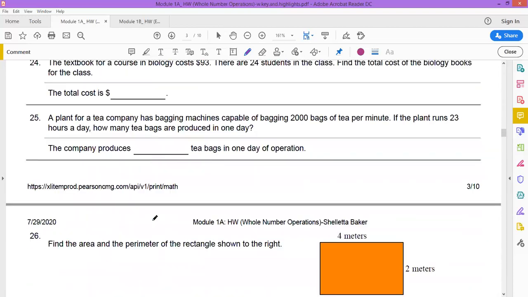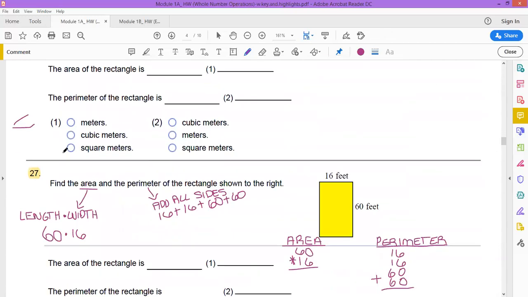All right, let's look at number 27. For 27, you're asked to find the area and the perimeter of this rectangle. Now, the definition of area is multiplying length times width. So area equals length times width. Our length is the longest side. The width is the shortest side. So in our rectangle, the longest side, right here, the 60, is our length. The shorter side, 16, is going to be our width.